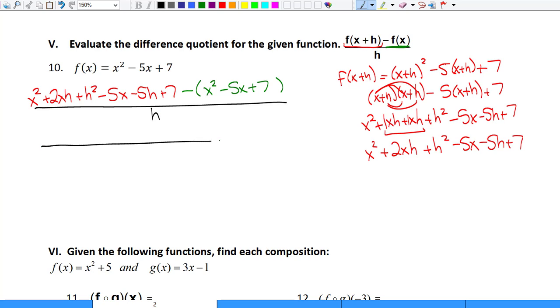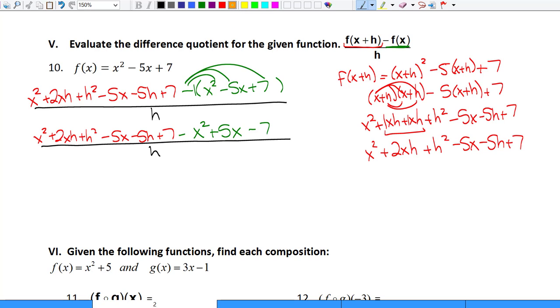Okay, so the red is going to stay the same, and on this next step, the only thing that I can do is distribute the negative through the green. Negative 1 times x squared is negative x squared. Everyone gets that one right. It's the other two that sometimes they mix up if you don't have parentheses. Negative 1 times negative 5 is actually plus 5x. Negative 1 times 7 is negative 7, over h.